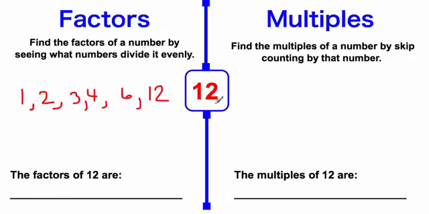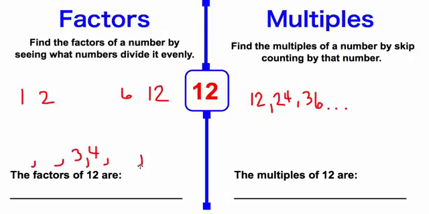Multiples are always going to be equal to or greater than the number itself. So the multiples of 12, again, we're going to count up by that number. So 12, 24, 36, and we could keep going, but we'll just list the first couple. So you need to remember the difference between factors and multiples.